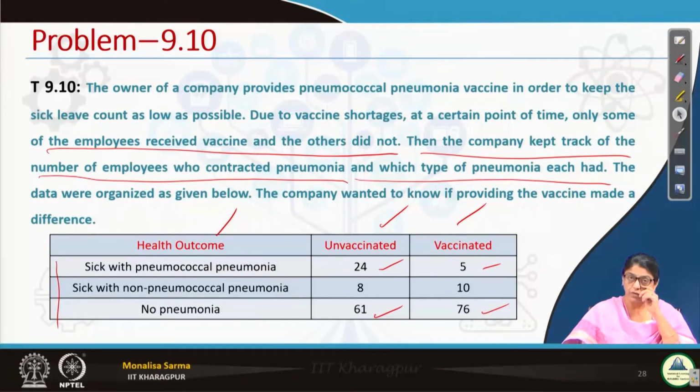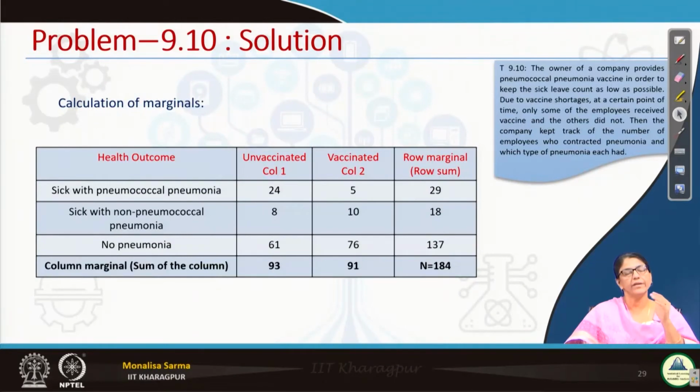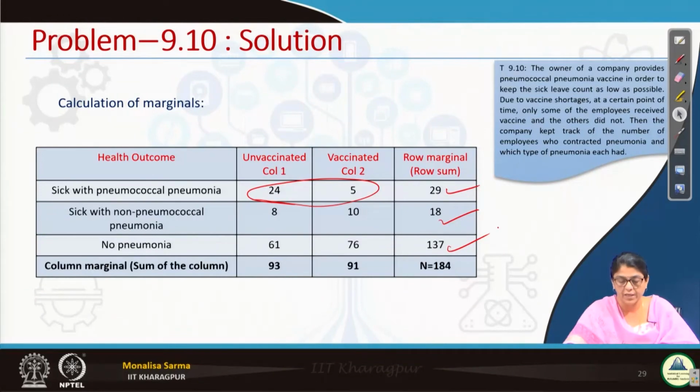So, for finding out the chi-square value, what is the first step? The first step is we will have to find out the row total and the column total, if you can remember. If you do not remember, I suggest please go through the lecture once again. This row total and column total, we call it a marginal. So, row marginal and column marginal. These two put together is 29. This is the row marginal of this row, and then the row marginal of this row is 18, and the row marginal of this row is 137. And similarly, the column marginal of this is 93, the column marginal of this is 91. This is the sum, and the total data is 184.